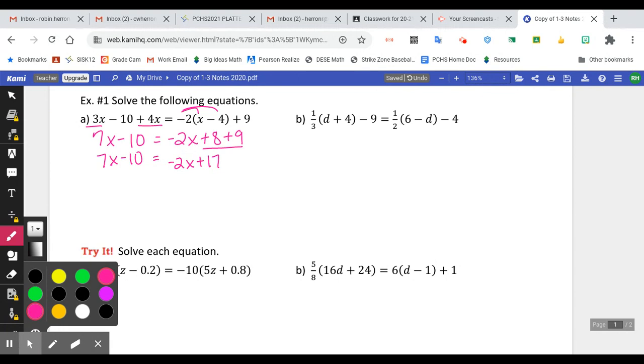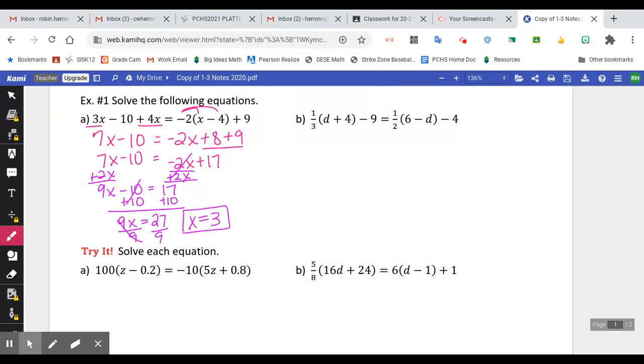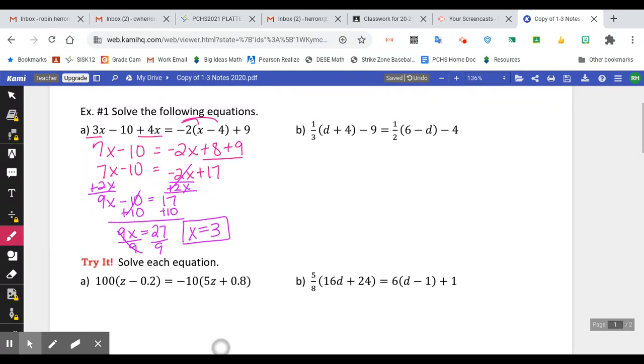Now, the part that's different is we have to move variables this time. So I always like to move from the right to the left on my variables just to keep them on the left side. It doesn't matter which way you choose to do it. This is just my preference. So 9x minus 10 equals 17. And then I'm going to add 10. And we have 9x equals 27. And last step is to divide. So x equals 3. Now, remember when you're checking these that you have to actually plug it in on each side and do them separately.